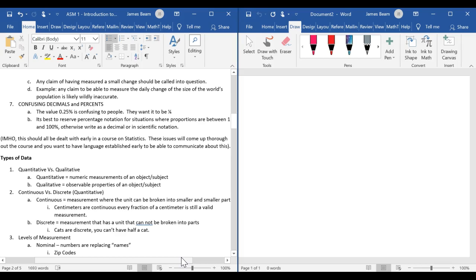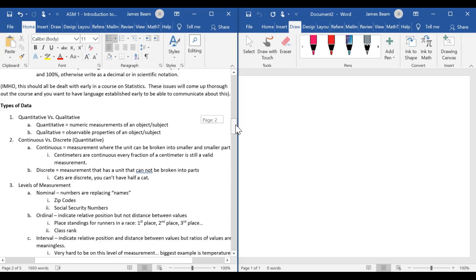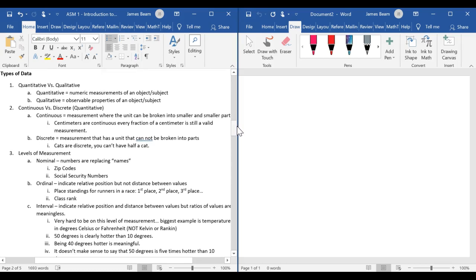All right, so part of the backbone of statistics is data, okay? And we've got quantitative versus qualitative. That's numbers versus traits, right? Quantitative would be, how many forks are in my house. Qualitative would be, what color is my car? So these are things that can be numerically represented as opposed to descriptively represented.